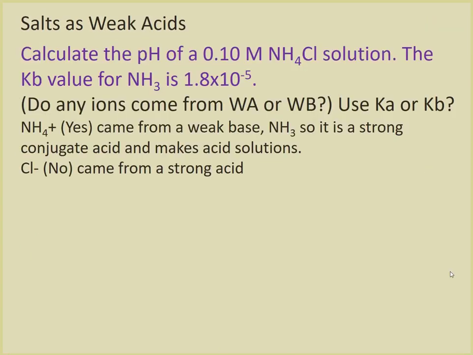Let's do an example of a salt that acts like a weak acid. So here's the problem. Calculate the pH of a 0.1 molar ammonium chloride solution. The Kb value for the ammonia is 1.8 times 10 to the minus 5.